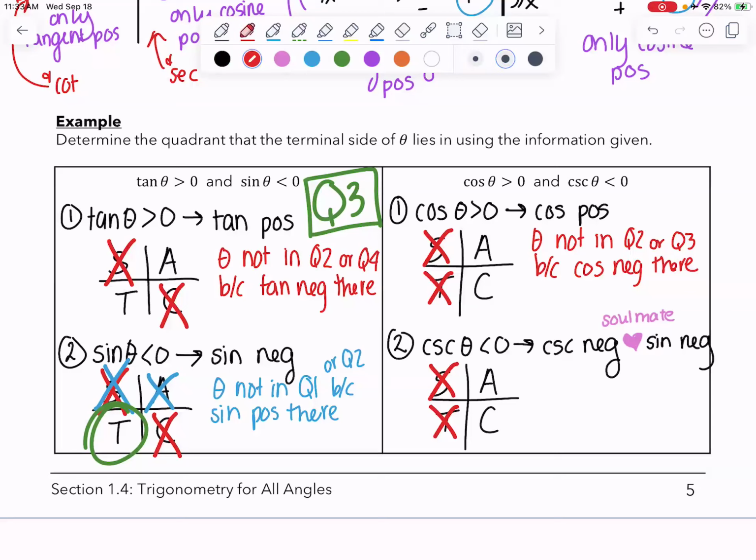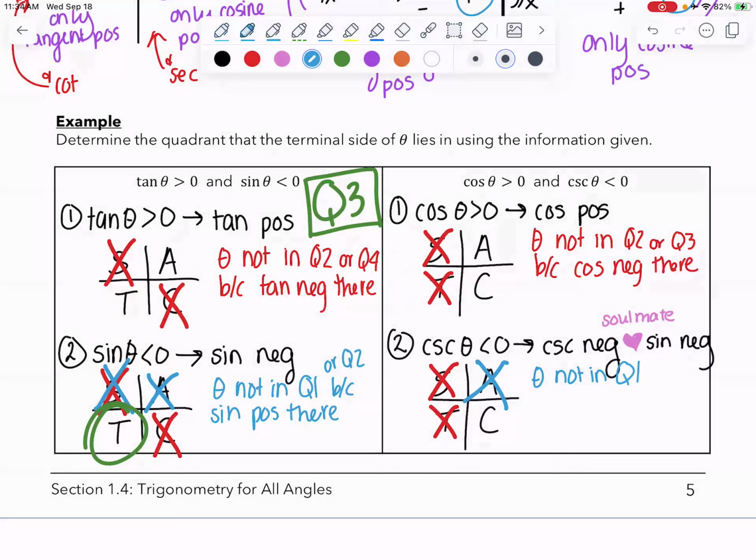And if sine is negative, well, we can't be in quadrant 1. Hold on. I wrote something silly in my own notes. I was trying to figure out if I had made a mistake in this video or in my notes, and it's in my notes. All right, so theta cannot be in quadrant 1 because sine will be positive there.